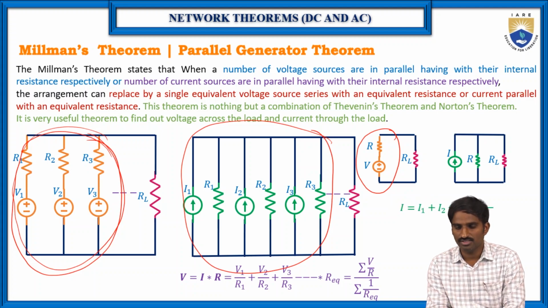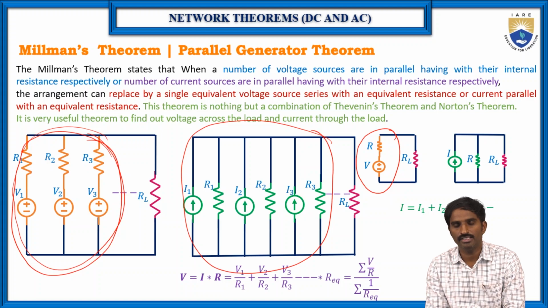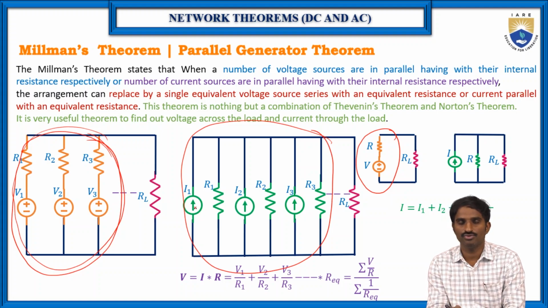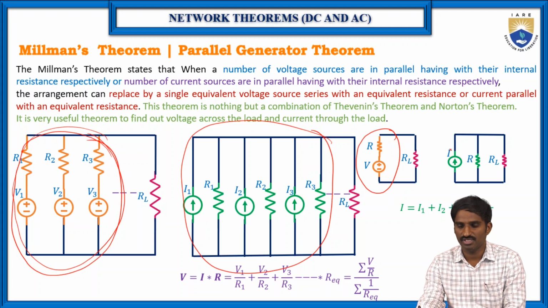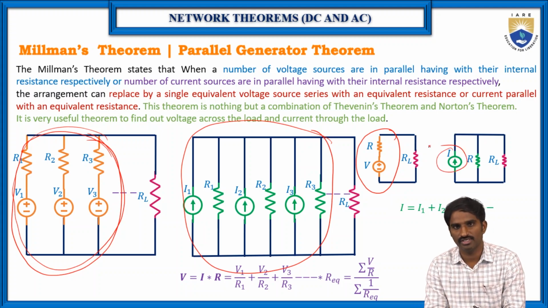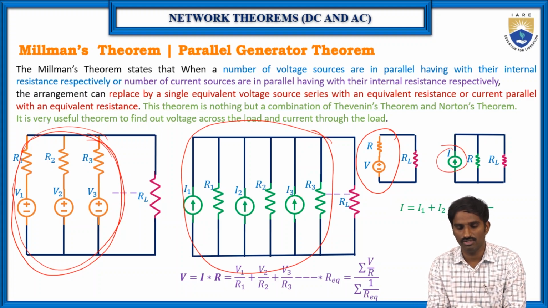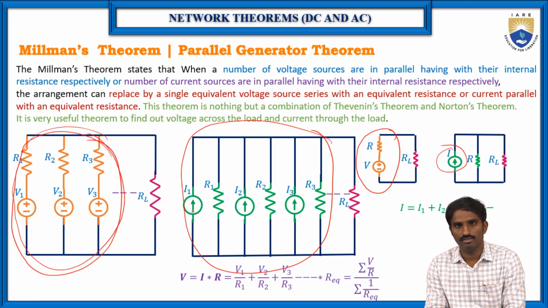In the same way, suppose you want to find I, then I is equal to I1 plus I2 plus I3. Suppose the current sources with internal resistances are connected in parallel, then the single current source I is found by just adding the current sources present in the given network. Of course, again here the sign of these current sources depends on the direction of the currents.